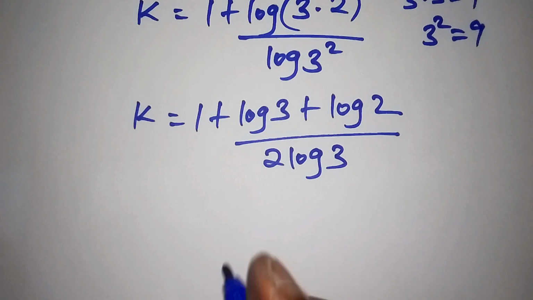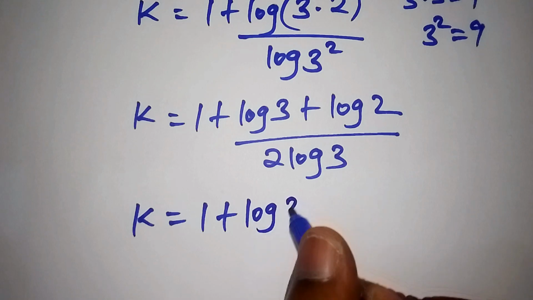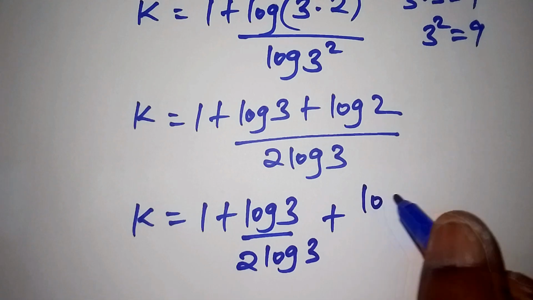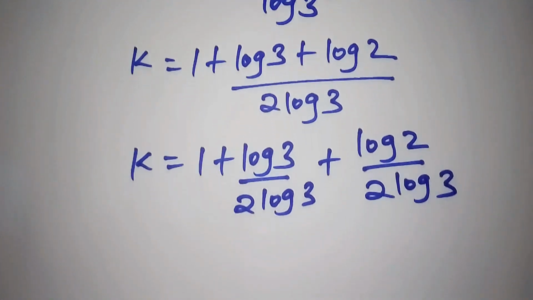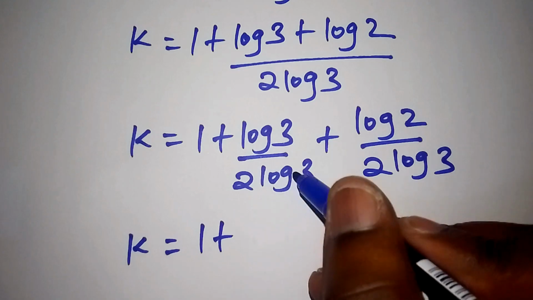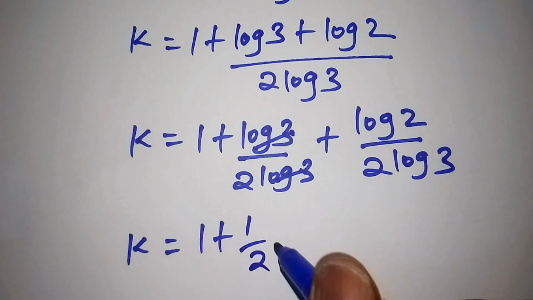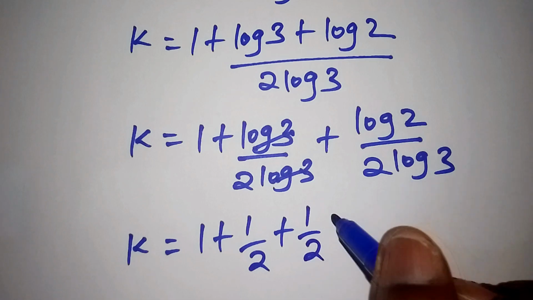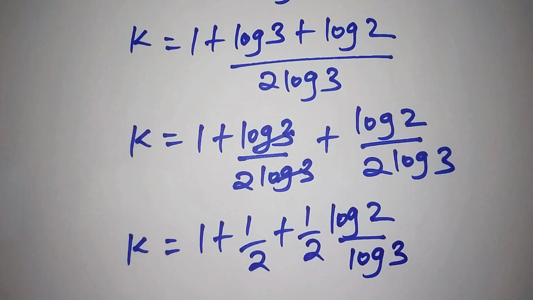Next, the value for k is equal to 1 plus log 3 all over 2 log 3, plus log 2 all over 2 log 3. Next, k is equal to 1 plus, log 3 and log 3 cancel, so we have 1 plus 1 over 2, plus 1 over 2 times log 2 all over the log of 3. So that is what we shall have.